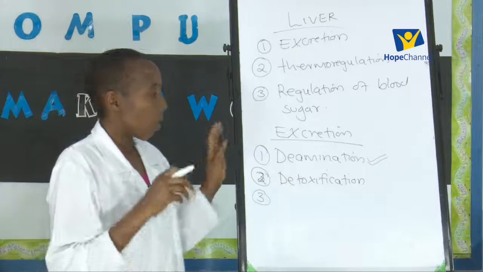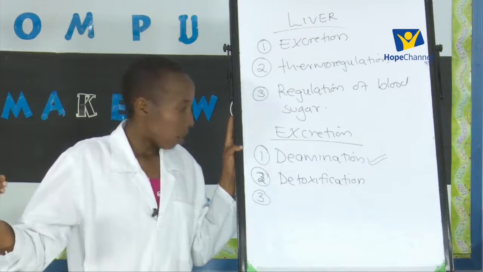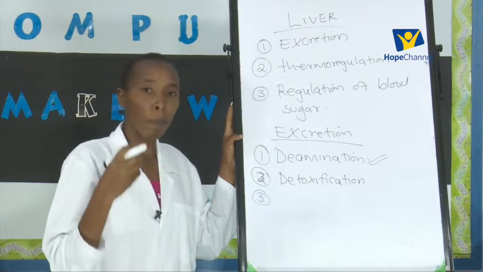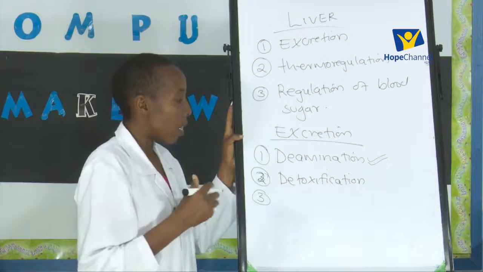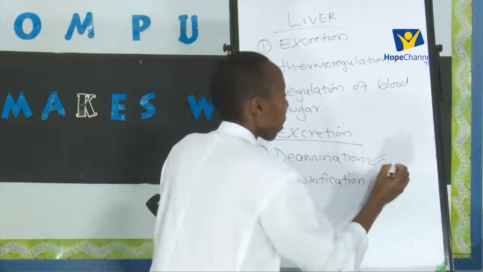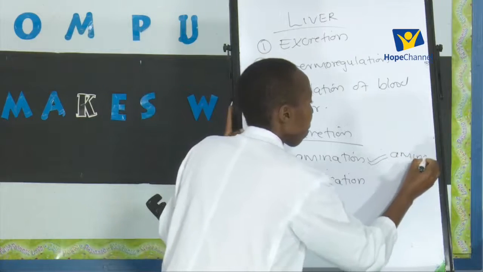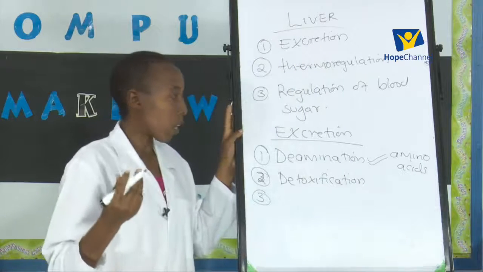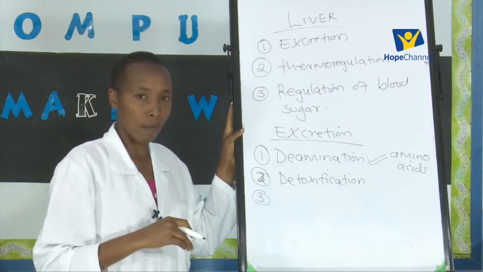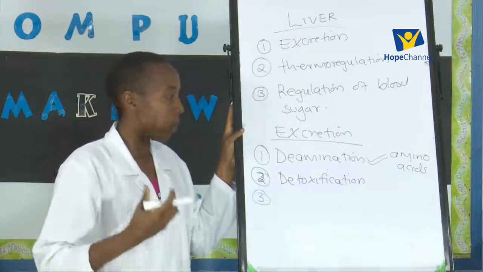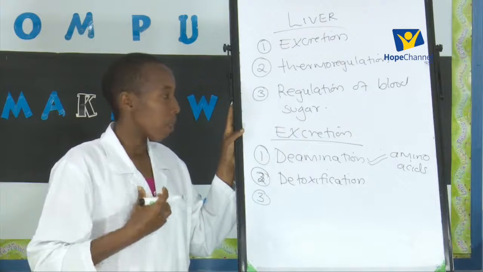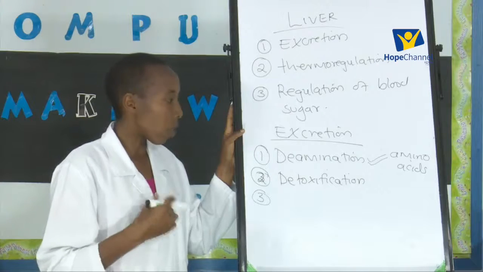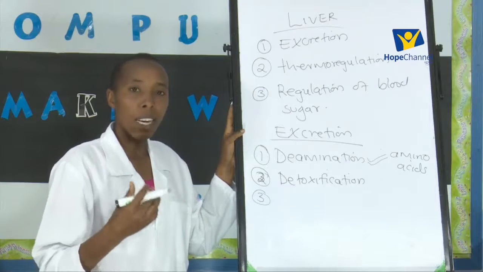Now, when the blood from the stomach is carried all the way to the liver through the hepatic portal vein, this blood is full of amino acids. Amino acids are the product of breaking down proteins. The moment we absorb the amino acids into the body, we use them to synthesize proteins. But the question is, where does the excess go?